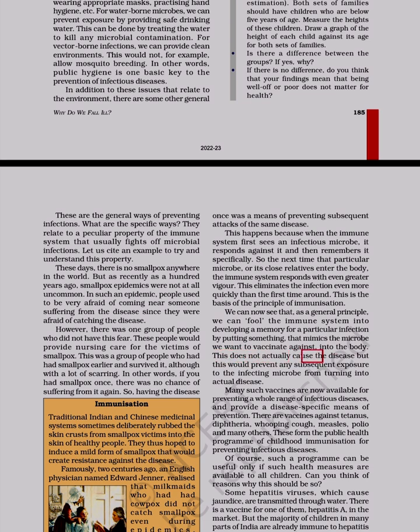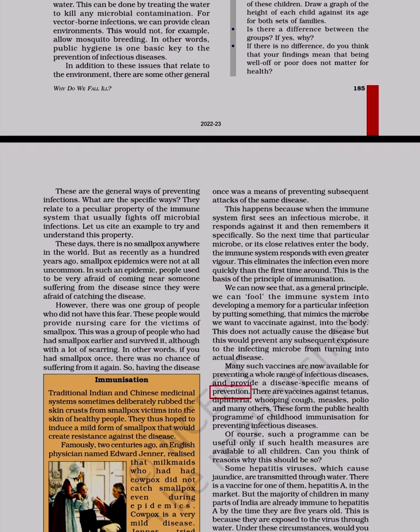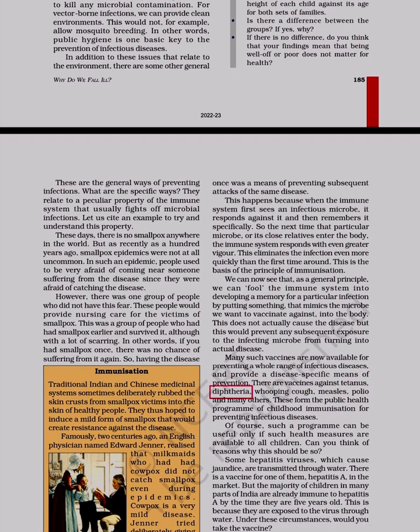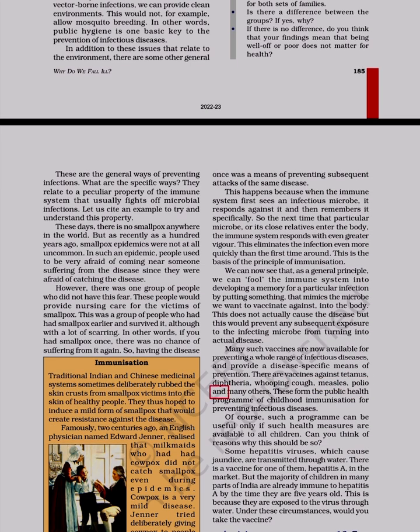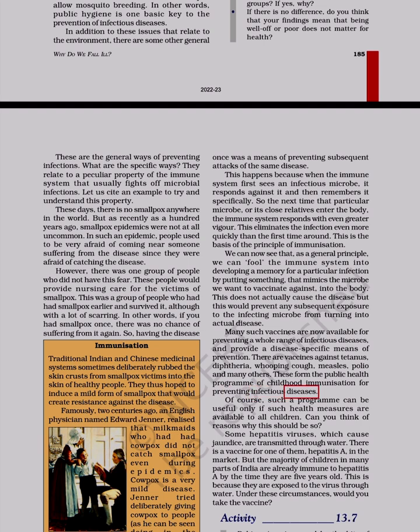This does not actually cause the disease, but this would prevent any subsequent exposure to the infecting microbe from turning into actual disease. Many such vaccines are now available for preventing a whole range of infectious diseases and provide a disease-specific means of prevention. There are vaccines against tetanus, diphtheria, whooping cough, measles, polio and many others. These form the public health program of childhood immunization for preventing infectious diseases.